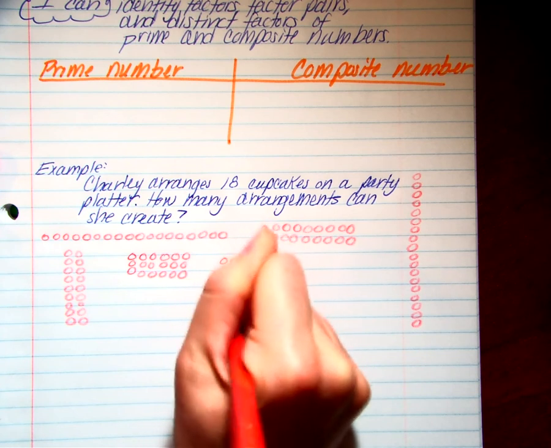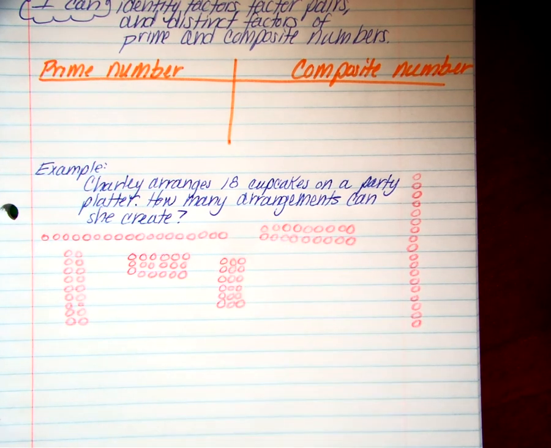What about 4? Will 4 work? What about 5? 18 is not a multiple of 5. What about 6? Oh, wait, I already did 6. I wonder if I've come up with all the arrangements. Do we know for sure if I have? Let's take a look at what we do know.